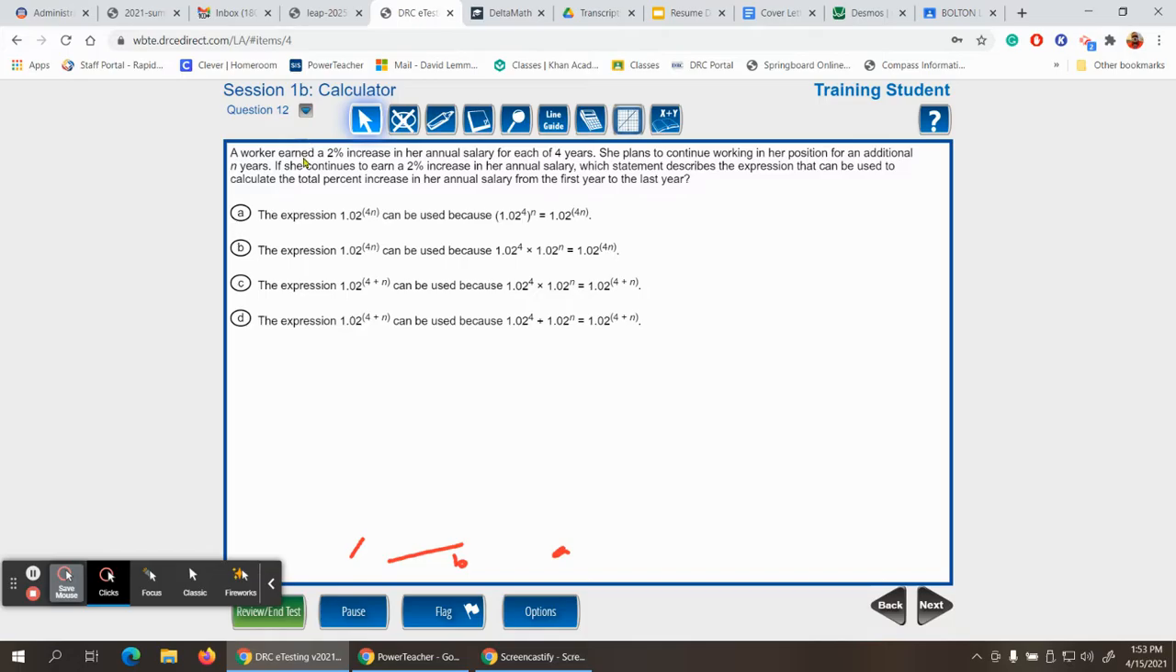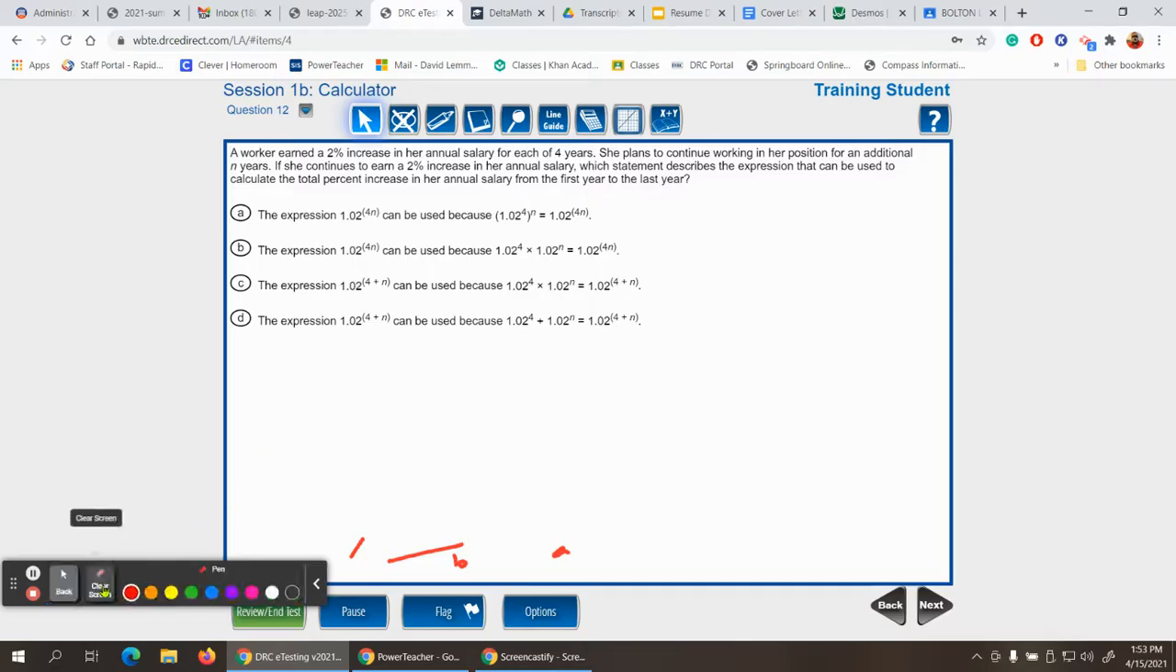All right, so the worker earned 2% of her annual salary for 4 years. She plans to continue working in her position for additional n years. If she continues to earn 2% in her annual salary, which statement describes the expression that can be used to calculate the total percent increase in her annual salary from the first year to the last year?